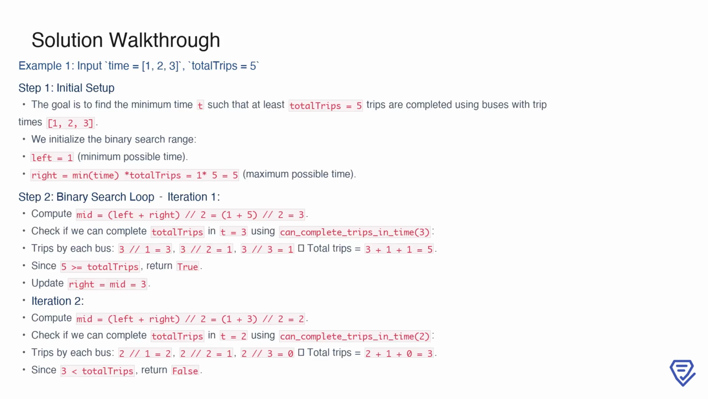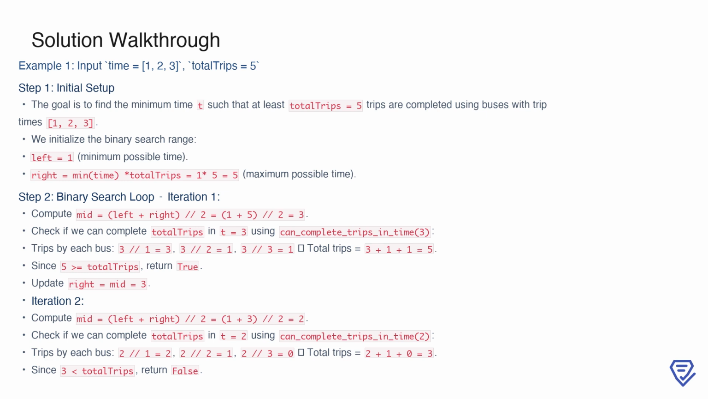In this problem, we want to determine the minimum time required to complete at least 5 trips using buses with trip times 1, 2, 3. To achieve this, we use a binary search approach. First, we initialize our search range. The left boundary is set to 1, representing the smallest possible time to complete any trip. The right boundary is derived by assuming the fastest bus completes all 5 trips, which gives us min time * total trips, equal to 1 times 5 equals 5.